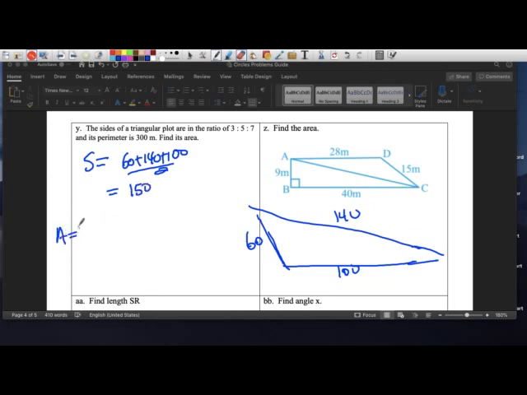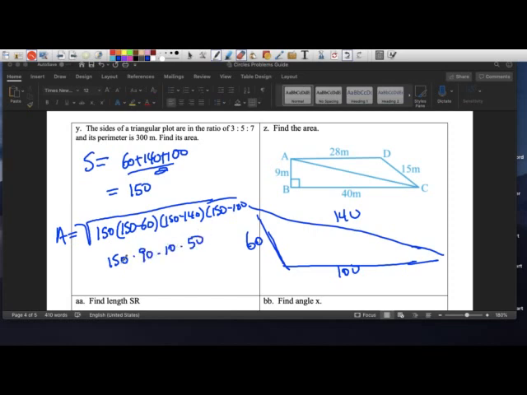And then to find the area, I'm going to take the square root of 150, and we're going to subtract 150 minus each of those sides. 150 minus 60, 150 minus 140, and 150 minus 100. So we're going to get 150 times 90 times 10 times 50. I'm going to take the square root of all that. So just plug that in your calculator, and we're going to take the square root of that, hopefully with a nice, pretty number.